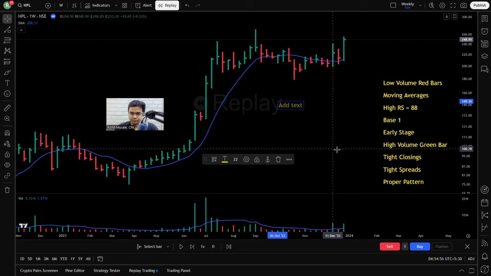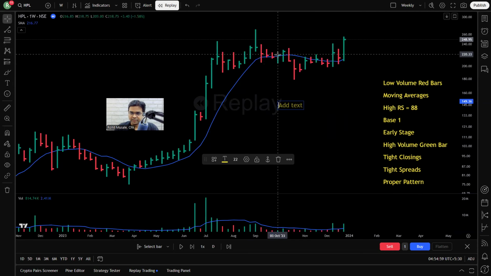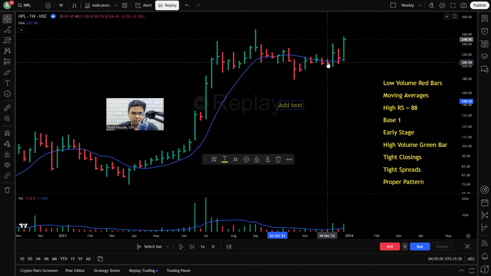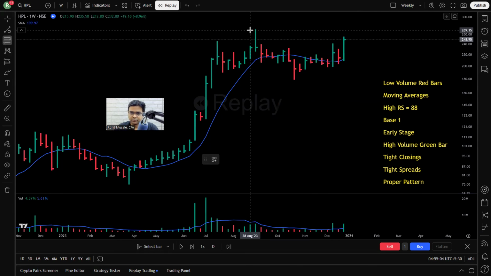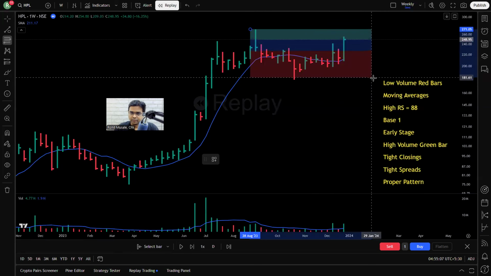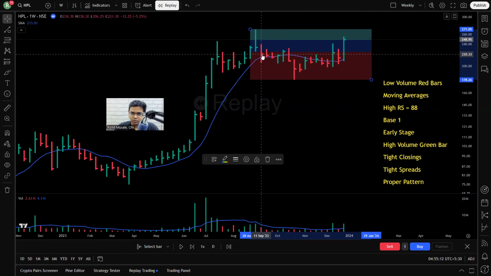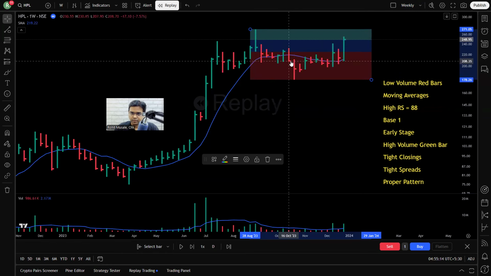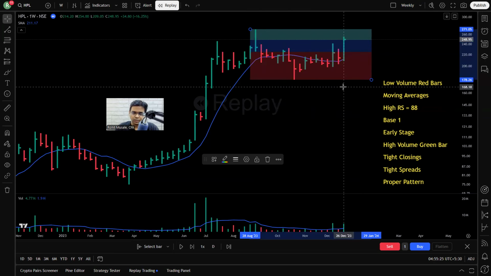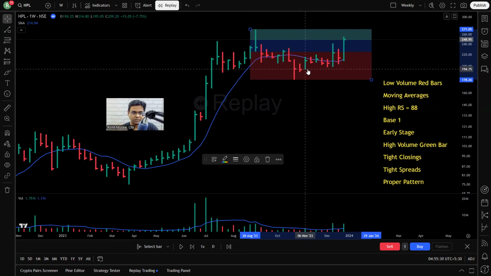So number one, you see the majority of the price action inside the base is in the lower half of the base. So if you notice, if I mark this base, most of the closings: 1, 2, 3, 4, 5, 6, 7, 8, 9, 10, 11, 12, 13, 14. 14 out of let's say 15 or 17, 14 out of 17 bars are in the red zone. Red zone means the lower half of the base. Not a good sign, right?